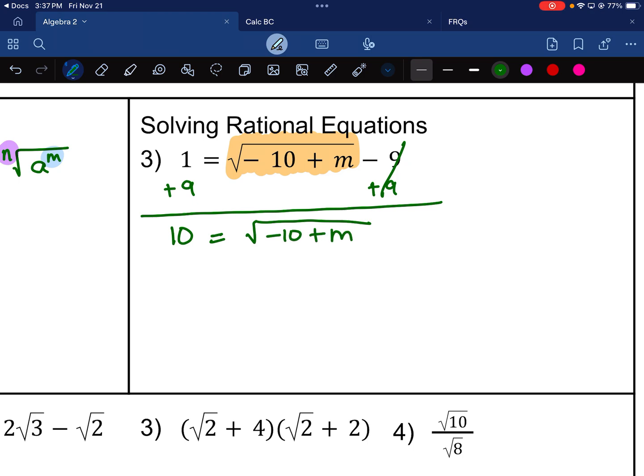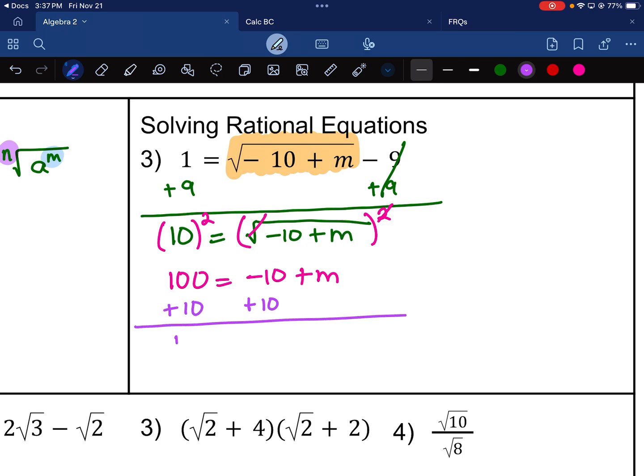From here, remember that we cancel roots by raising both sides to a power that matches the index of that root. So this is a square root. Its imaginary invisible index is a 2. So we're going to raise both sides to a 2. So 10 to the power of 2, 10 squared, is 100. A power of 2 and a square root cancel each other, leaving negative 10 plus m. Last thing we're going to do is add 10 to both sides. So that gives us 110 equals m. And we're all done.